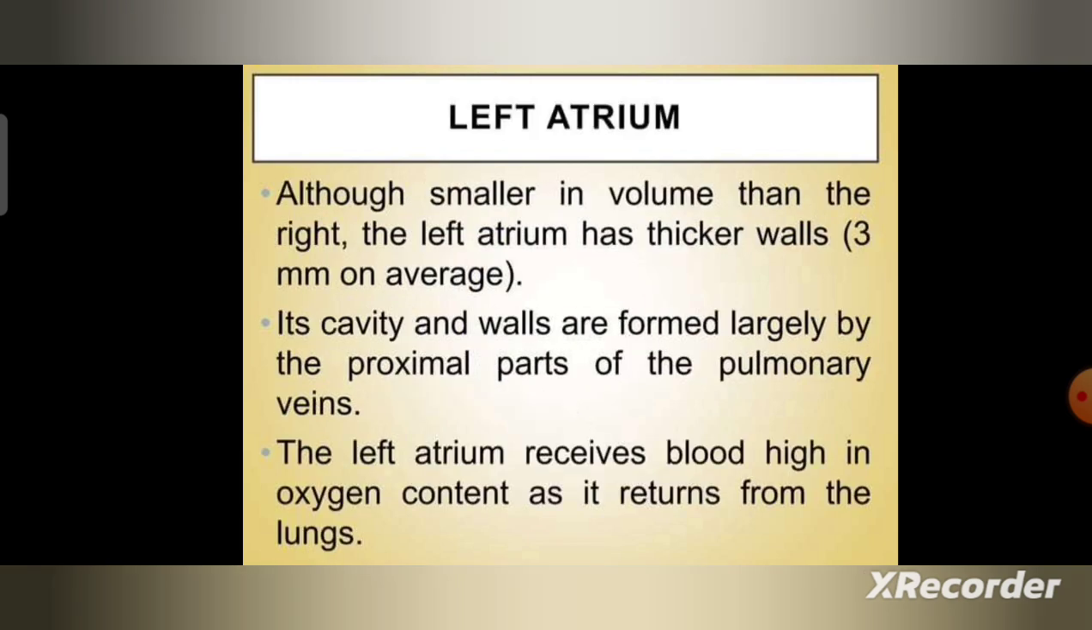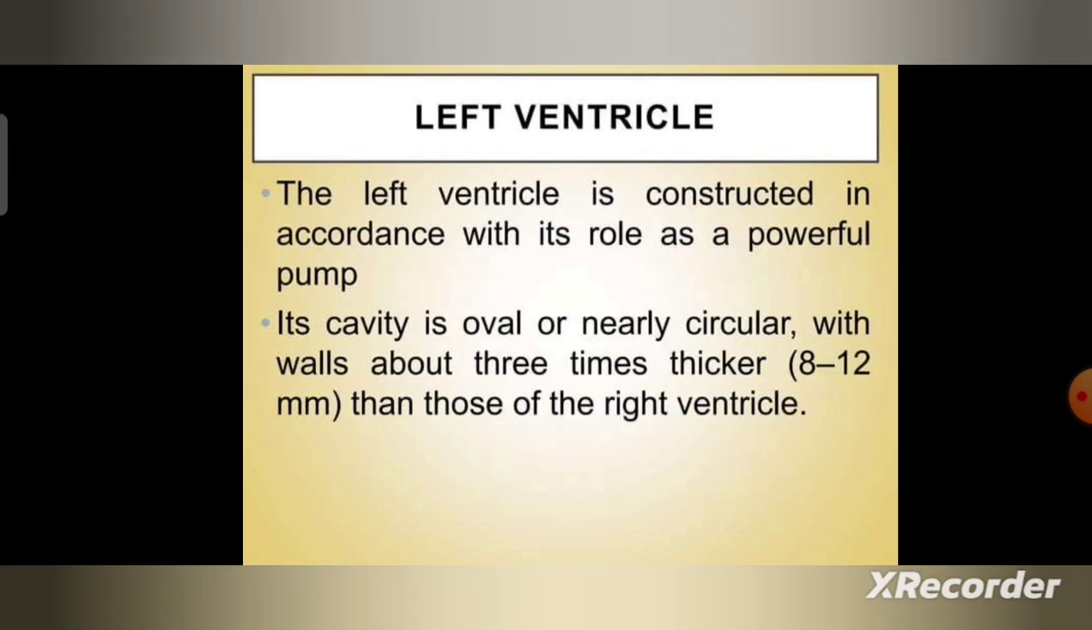Next is the left atrium. Although smaller in volume than the right, the left atrium has thicker walls, that is 3 mm on average. Its cavity and walls are formed largely by the proximal parts of the pulmonary veins. The left atrium receives blood high in oxygen content as it returns from the lungs.